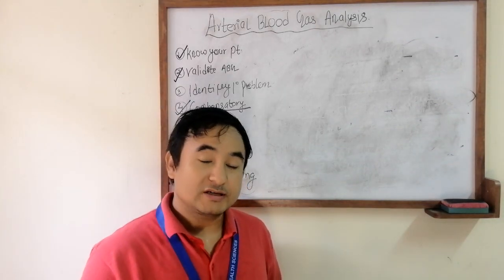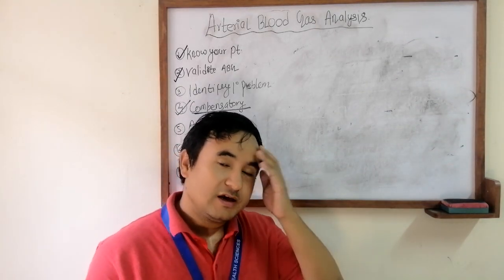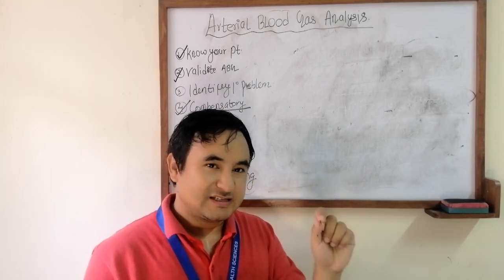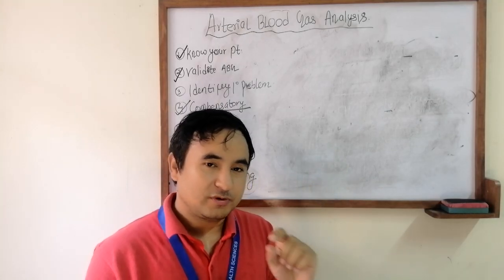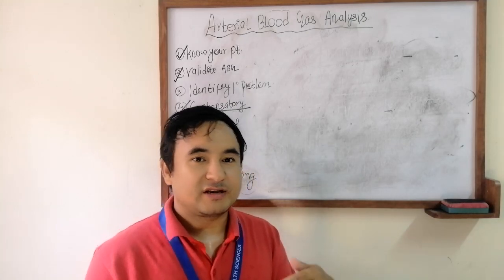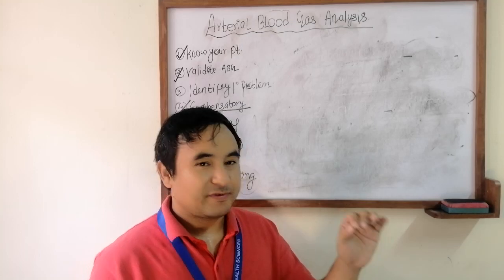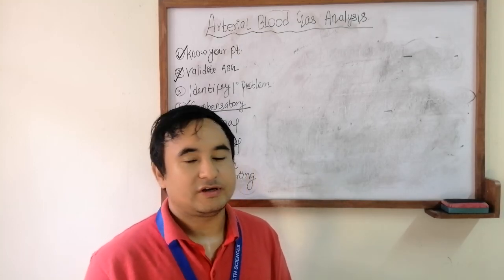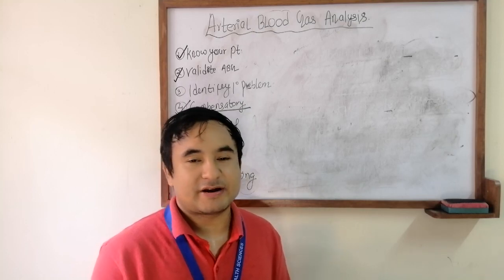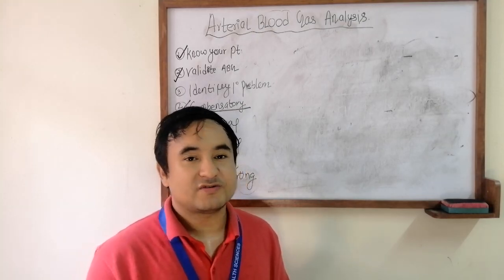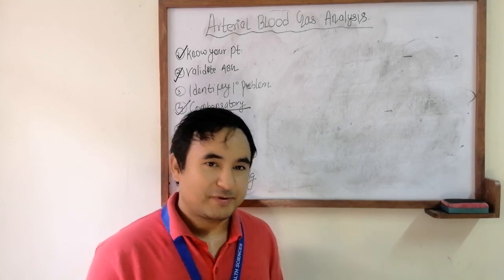In case of respiratory acidosis, in acute condition with a 10 increase in PaCO2, there should be an increase of bicarbonate by 1. In chronic, there should be an increase by 3.5. In case of respiratory alkalosis, bicarbonate should decrease by 2 in acute respiratory alkalosis, and in chronic respiratory alkalosis, bicarbonate should decrease by 5. This is the normal compensation.